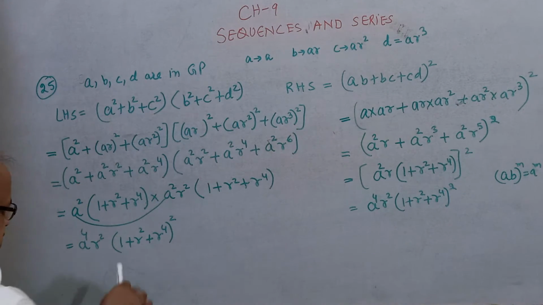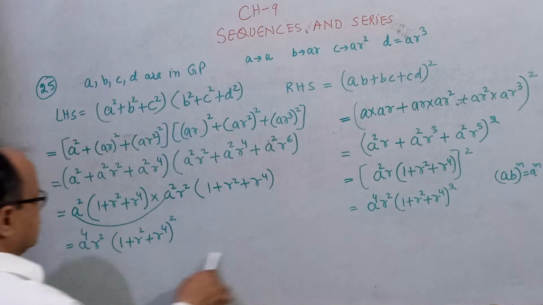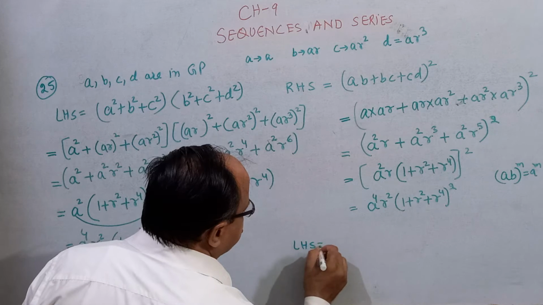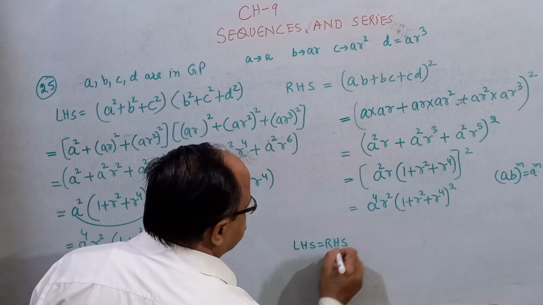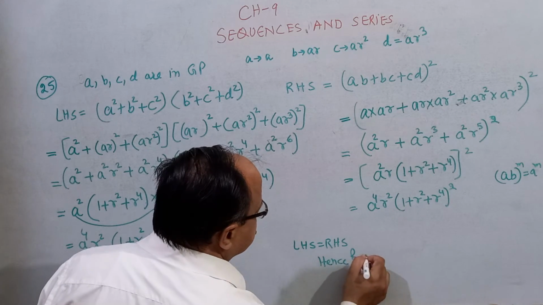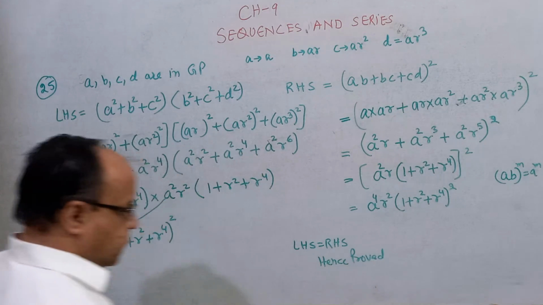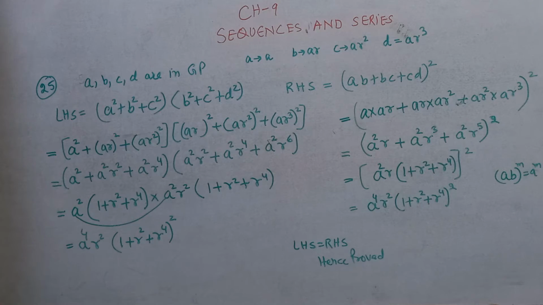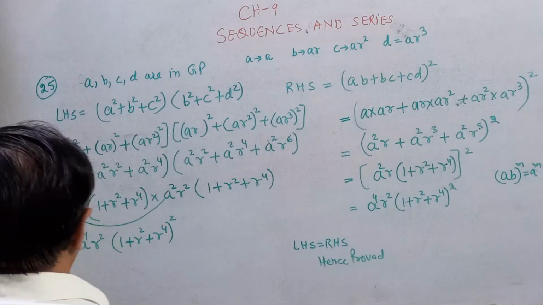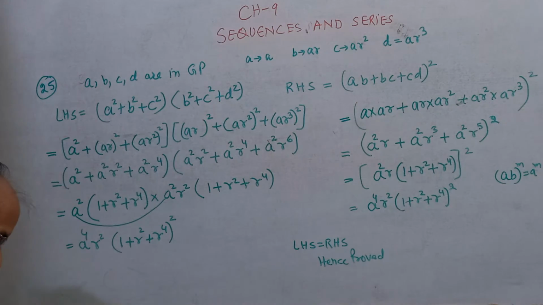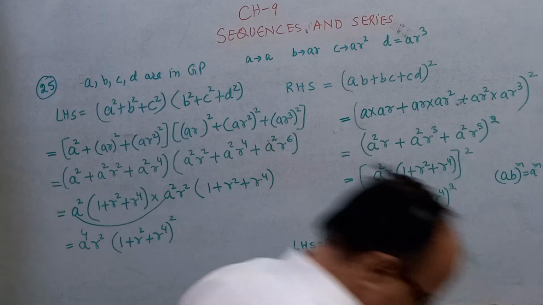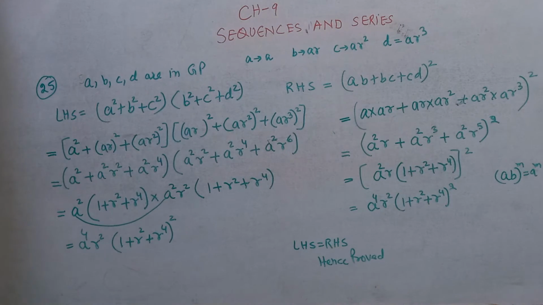Now you know that left hand side is equal to right hand side. Therefore you can say left hand side is equal to right hand side, hence proved. Correct? This is question number 25. You can check. Correct?